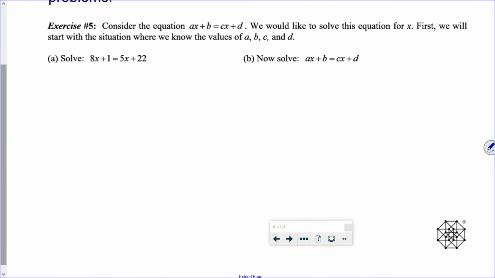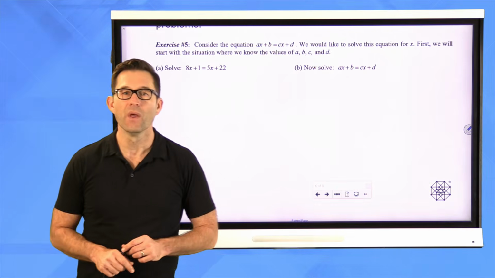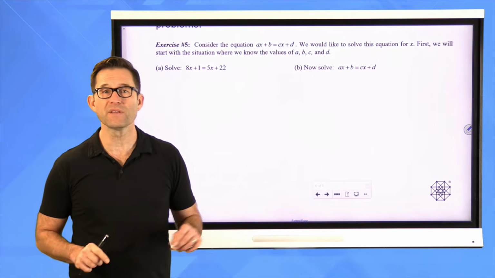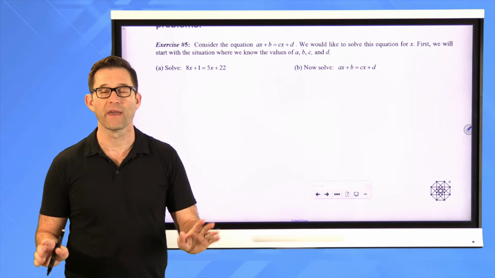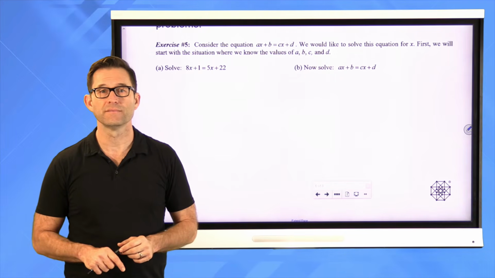Consider the equation a times x plus b equals c times x plus d. We would like to solve this equation for x. First, we will start with the situation where we know the values of a, b, c, and d. All right, so what I'd like you to do is pause the video now and solve letter A all on your own. That should be a piece of cake. Take a moment to do that.